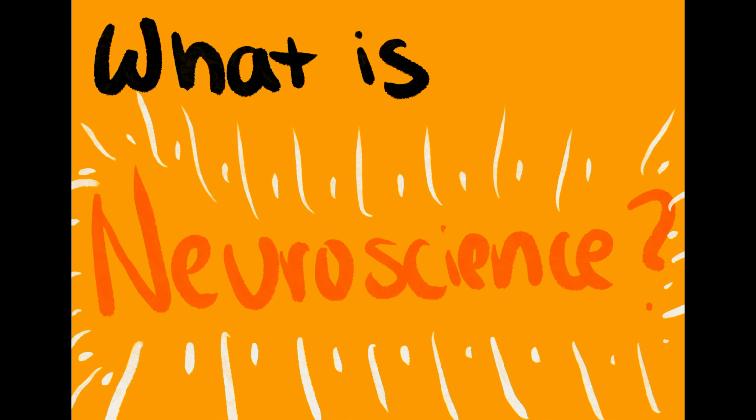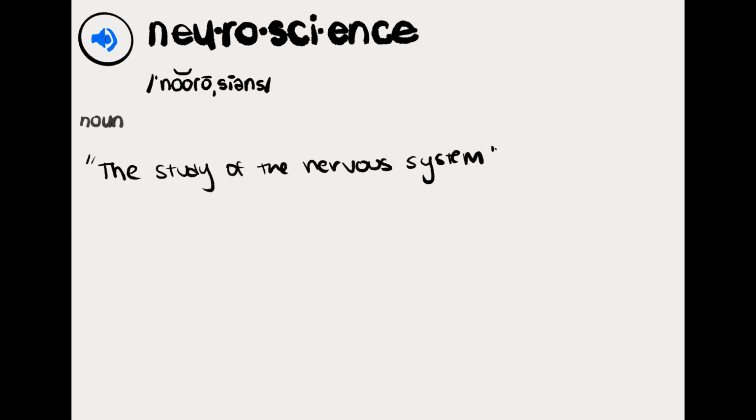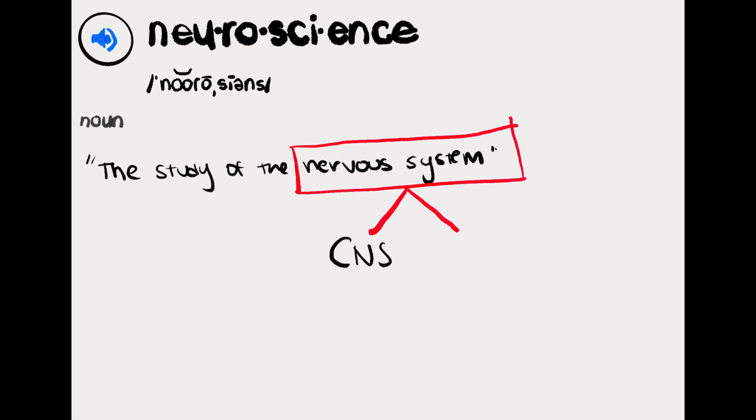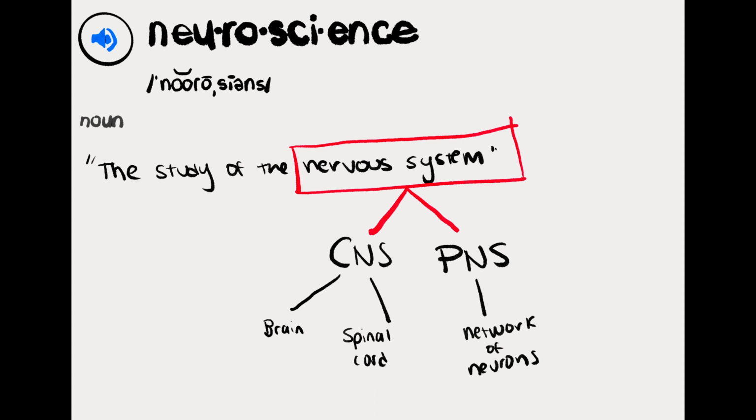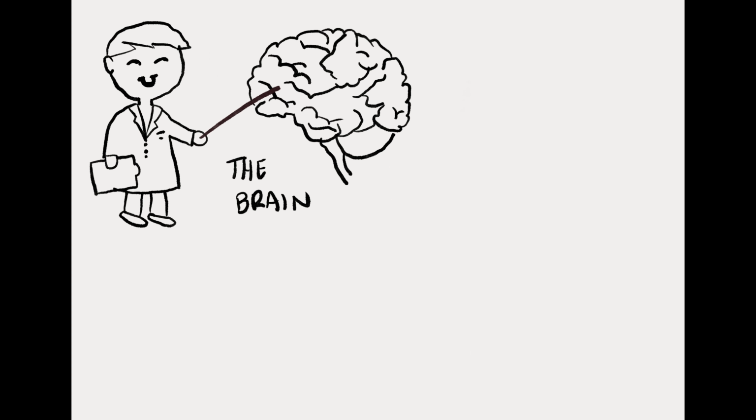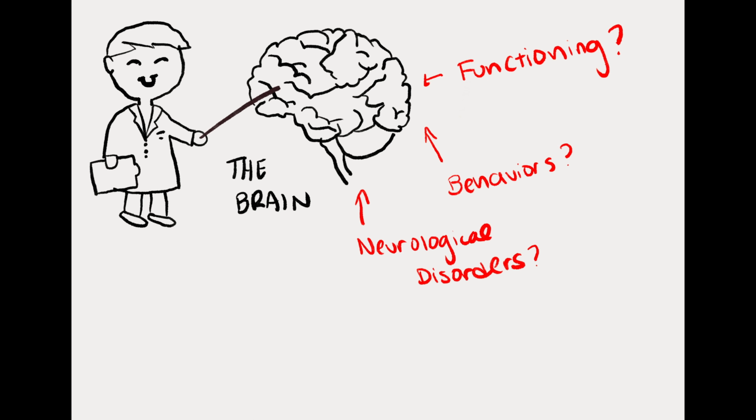So first, let's start with the most basic of basics. What is neuroscience? Neuroscience is the study of the nervous system. The nervous system can be separated into two parts, the central nervous system, referred to as the CNS, and the peripheral nervous system, referred to as the PNS. The CNS consists of the brain and the spinal cord, and the peripheral nervous system consists of the network of neurons. Neuroscientists study the nervous system to answer questions varying about its functioning and how it contributes to the manifestation of various behaviors and neurological disorders.